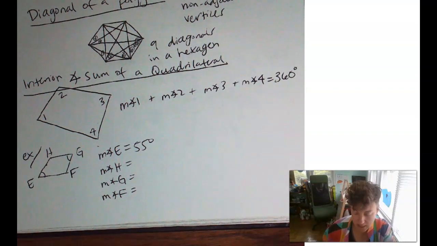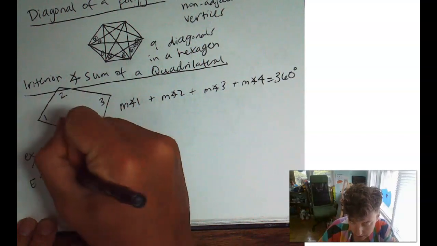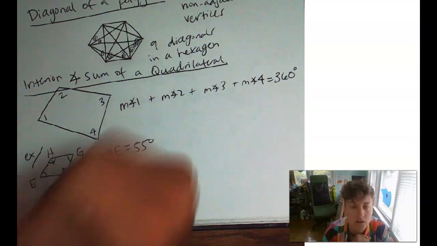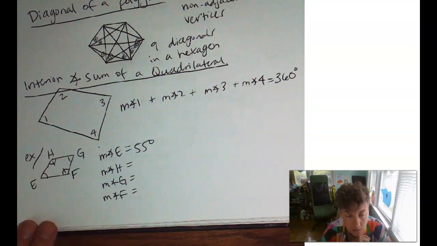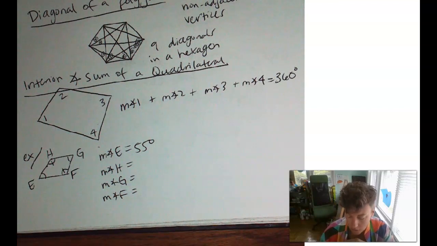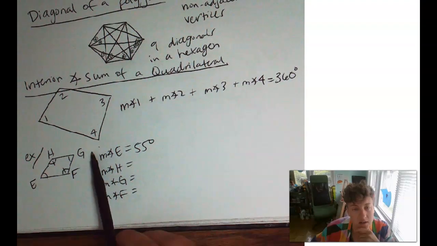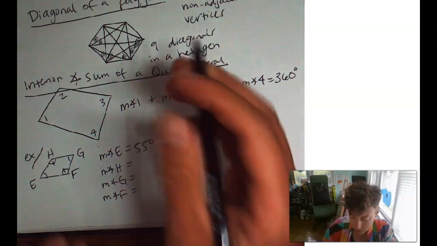One more thing I was supposed to add in the picture. H and F are congruent to each other too. Okay, so make sure you got your diagram fixed. E and G are congruent, and H and F are congruent angles. Okay, cool. So, right off the bat, we know E and G are congruent, so that means they have the same measure.